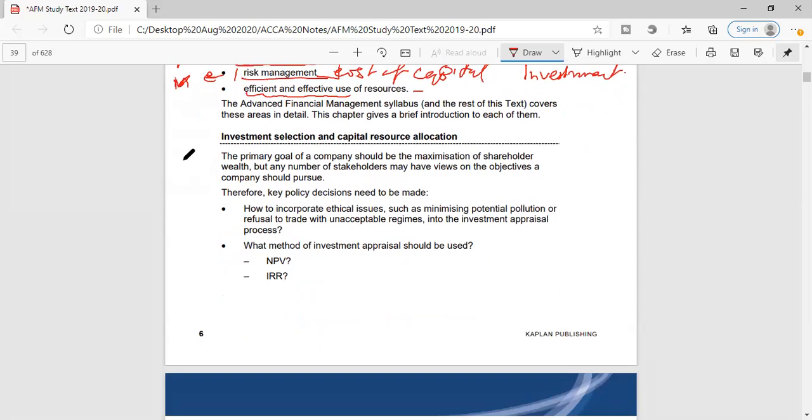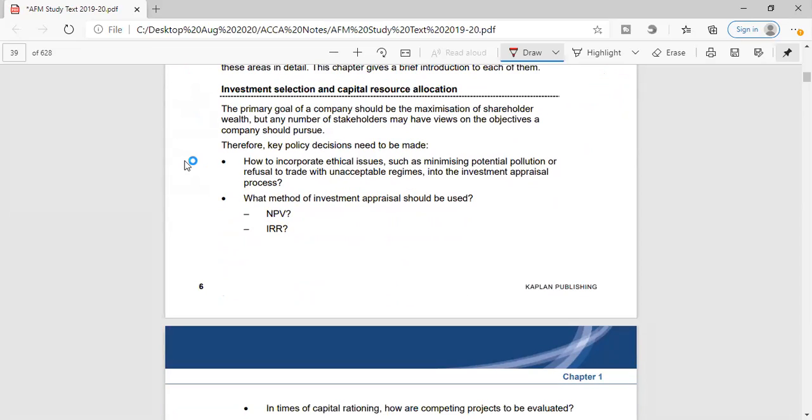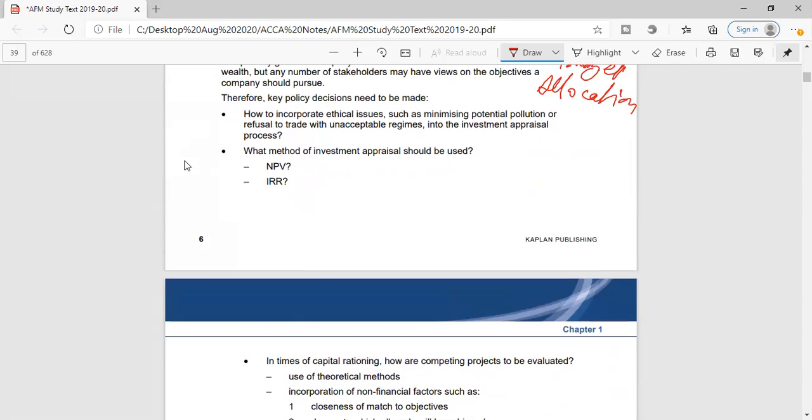Investment selection and capital resource allocation. So investment selection entails what kind of investment a finance manager should make, and capital resource. So capital has now been acquired, you got X million dollars, but how do you allocate this? So budget allocation, investment decisions. Who makes budget allocation? The same finance manager. And how do they do this? They need to bear in mind the ethics, etc. But when it comes to investment appraisal, there are various ratios often used.